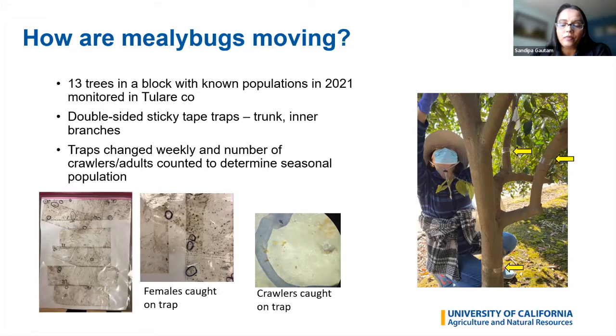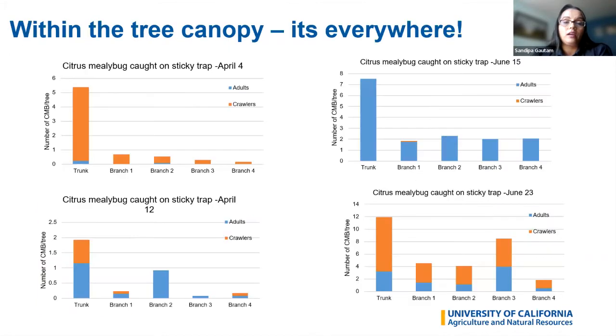And here's what we found. I'm sharing graphs from 4 weeks. The first two graphs on the left side show citrus mealybug caught on the sticky trap on April 4th. That's when we started noticing them on a sticky trap, and the following week. And then the graphs on the right side are mealybug caught on the sticky trap on 15th of June and on 23rd of June. So first when we started catching them and the most recent data.